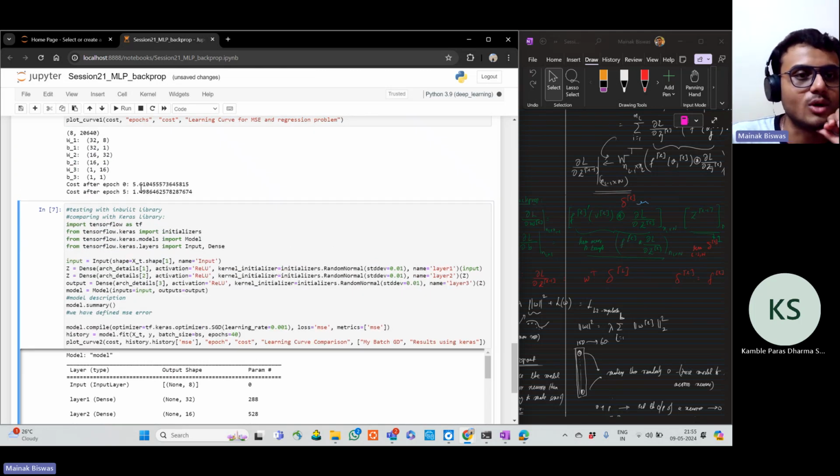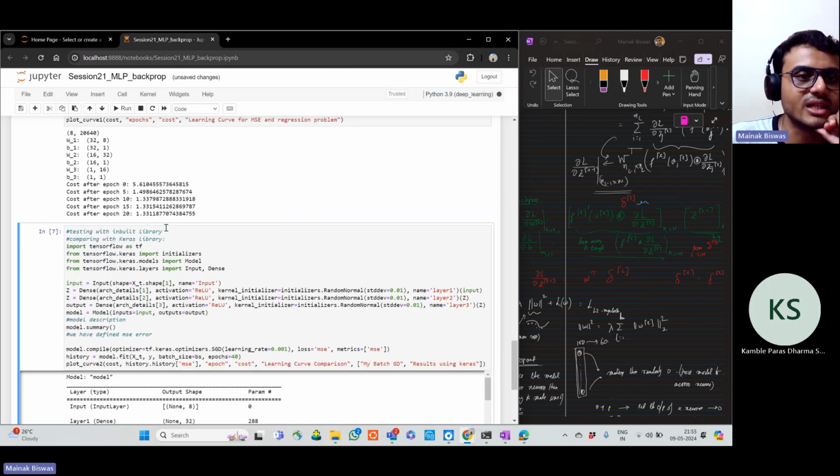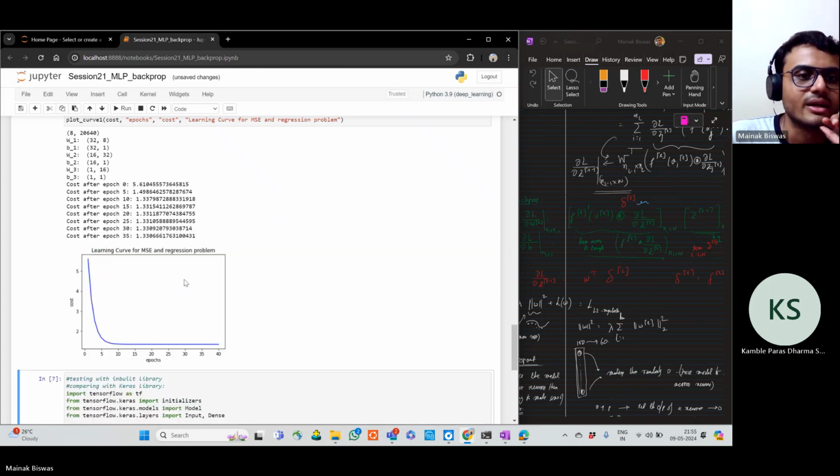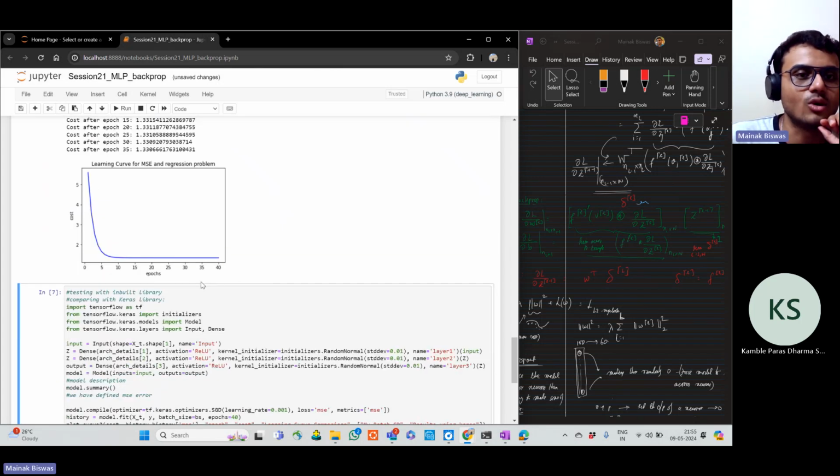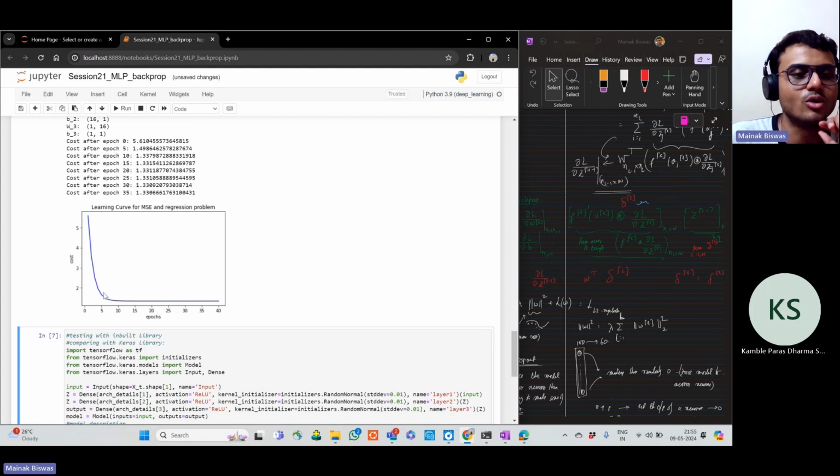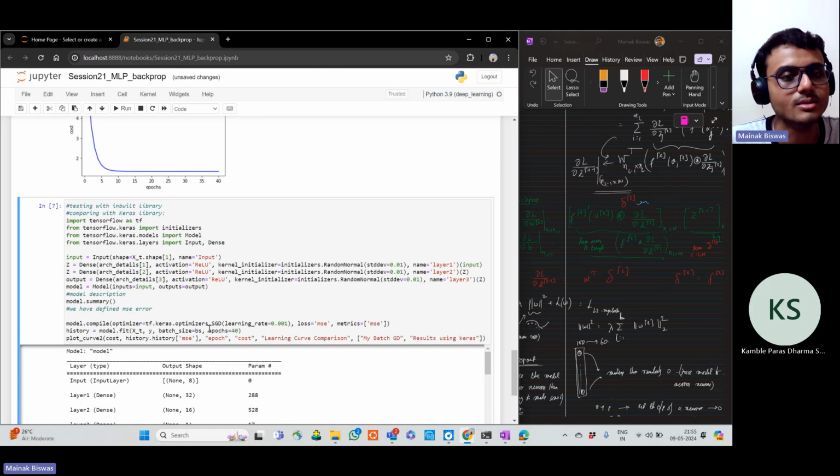So you see, I'm training the model. After every epoch, the loss is decreasing. And we see a good MSE. So around 1 million is the error that you're getting, which could have been around 5 million if you were just predicting randomly.